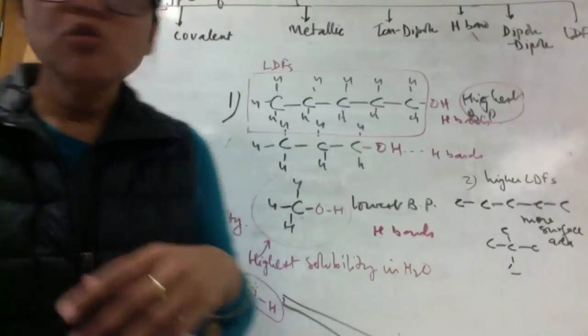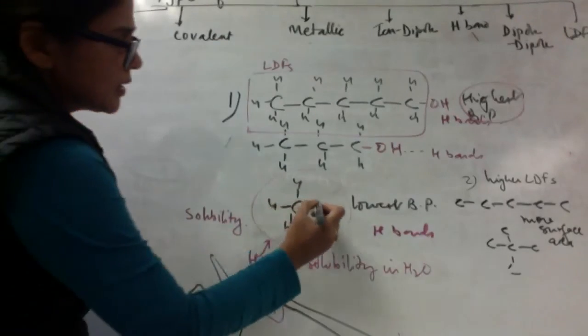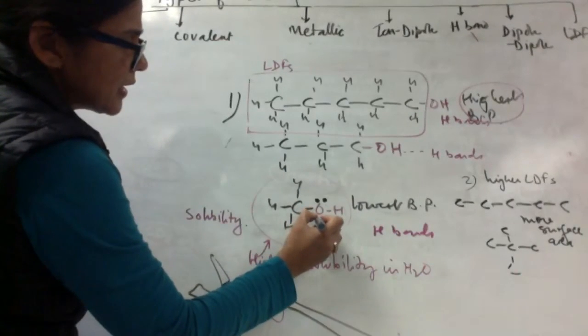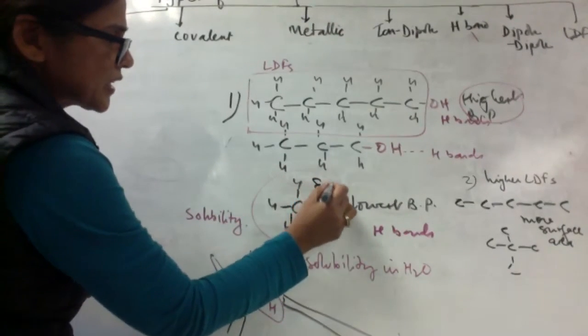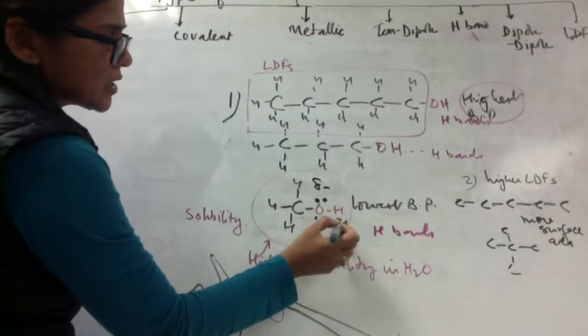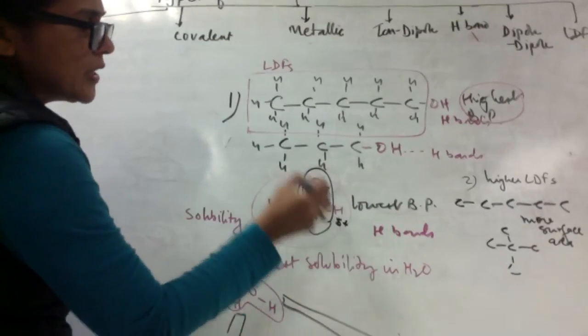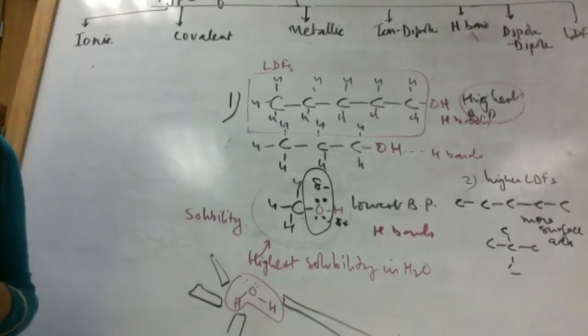So in CH3OH, the negative side really is this oxygen atom, and this is positive. So really the negative charge is here on oxygen.